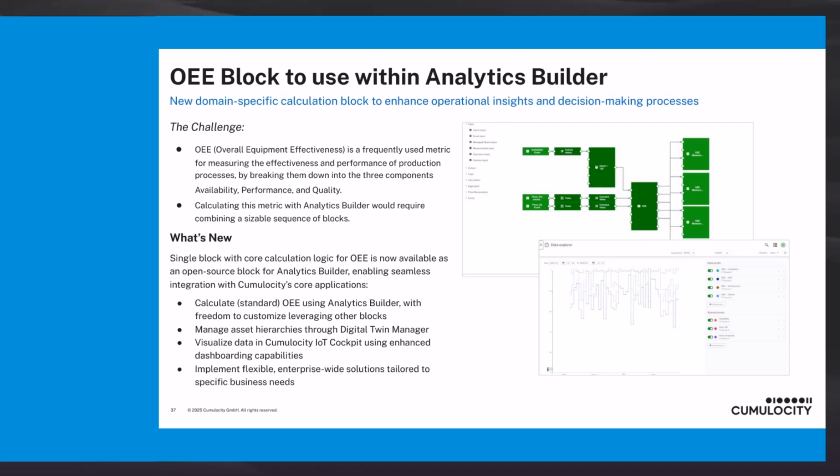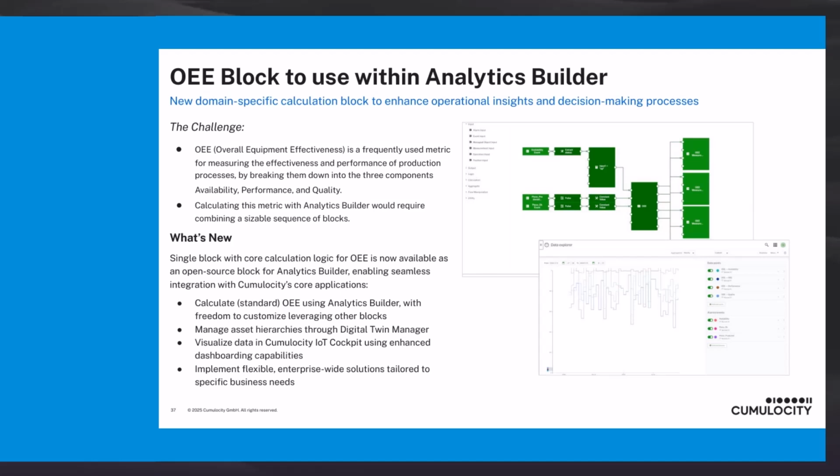So previously, with Analytics Builder, you could already do those kinds of calculations, but it would require a combination of a sizable number of blocks. For those of you, the longer-term customers, might remember a standalone Cumulocity OEE app, which had also its fair share of limitations. So what we're wanting to introduce now is an enhanced approach, and also an extensible approach that better aligns with our platform capabilities.